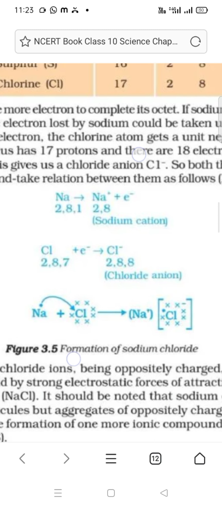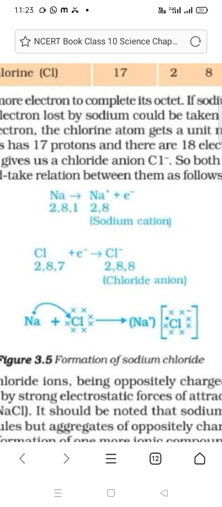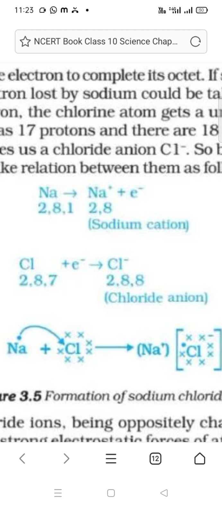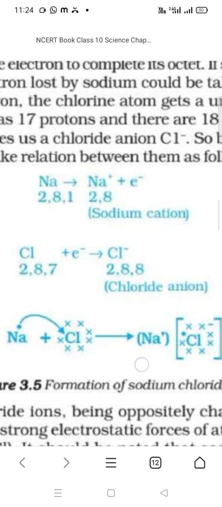So this is the thing, children. Look at this. Sodium, the electronic configuration is 2, 8, 1. By transferring one electron, sodium has attained the positive charge. It has attained its stability, that means in the last orbit sodium has 8 electrons. Chlorine, if you observe, is 2, 8, 7. Chlorine has accepted one electron, so what will be the electronic configuration? 2, 8, 8.